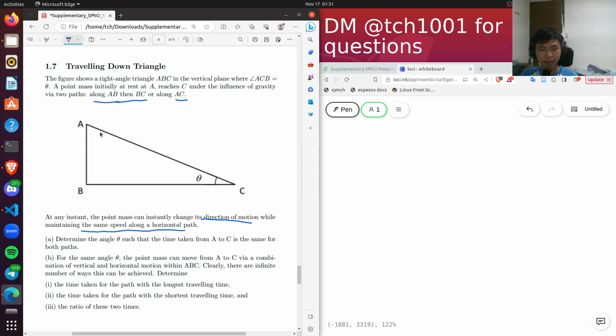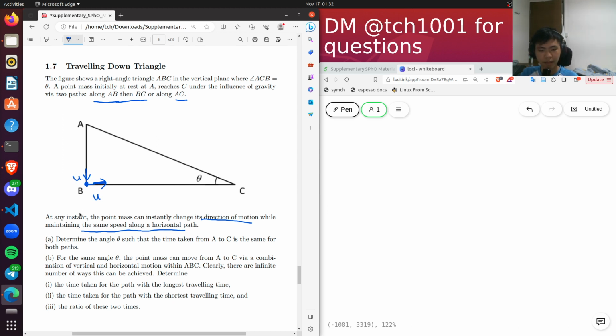horizontal path. So what that means is that when it's at B, a split second before, it has some speed u, which is downwards, right? And a split second after reaching B, it has changed its direction, such as moving rightward, purely horizontally with the same speed u. So the direction of the velocity changes, but the magnitude of velocity doesn't change.